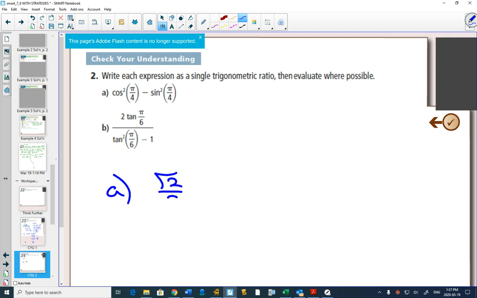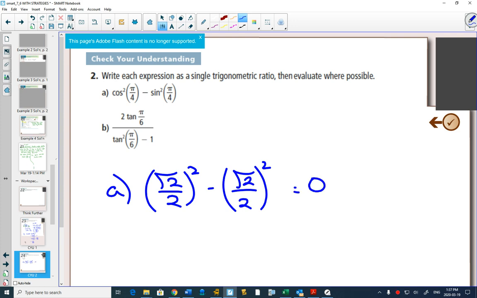You could have root 2 over 2, and that'll be squared, minus root 2 over 2, and that would be squared. Mental math, this isn't too bad. Can you see that those things are the same? You're going to get 0. So that's one way that you could do part A.